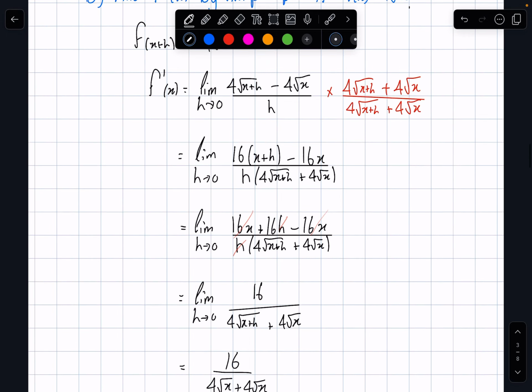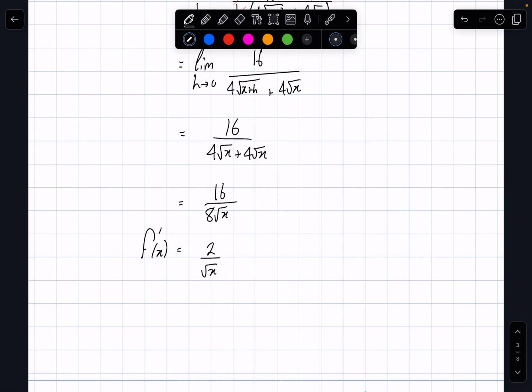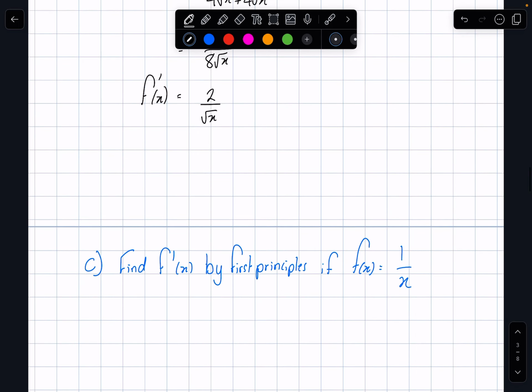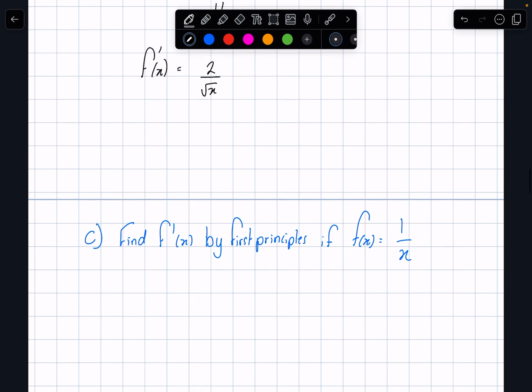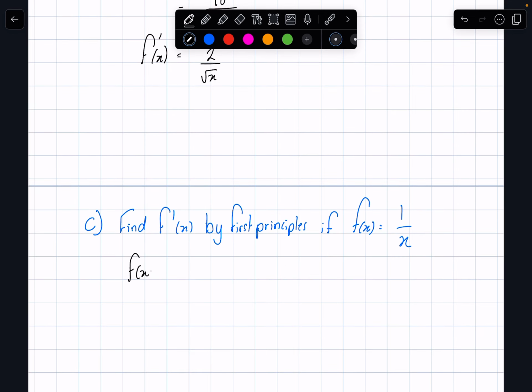All right, let's keep plugging through. So that's a pretty tricky example, and we'll do one more tricky example where we involve a fraction. So let's find f of x plus h, which is 1 over x plus h. So let's throw that into my first principles formula. So the limit as h tends to 0 of 1 over x plus h minus 1 over x all over h.